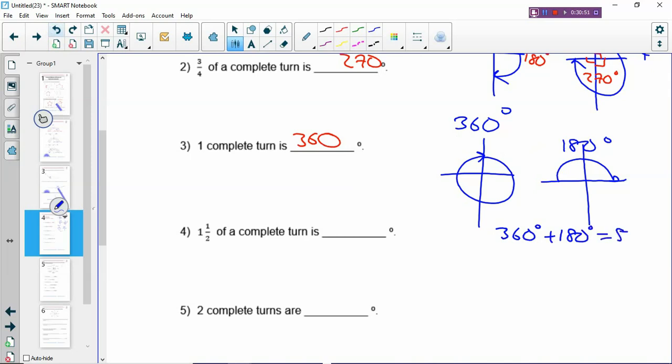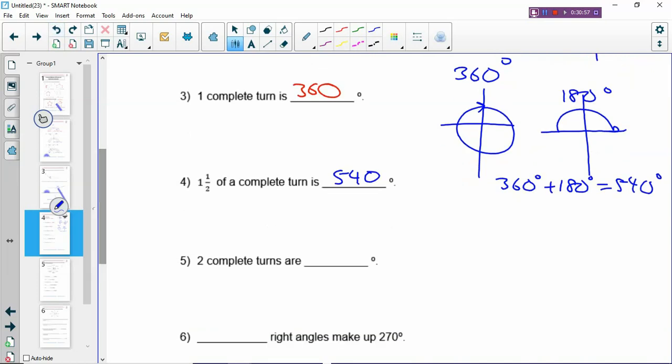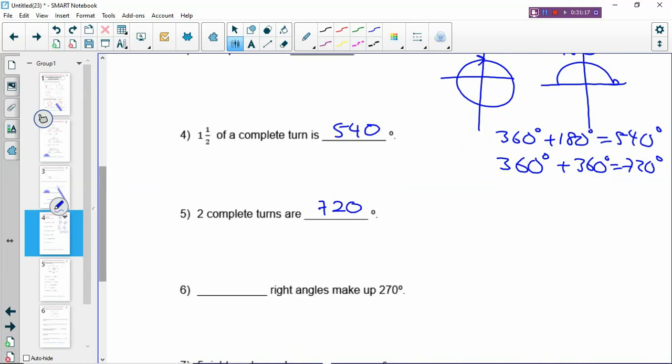So that will be 540 degrees. So 1.5 of a complete turn is 540. How about two complete turns? Two complete turns means you have one round, one full turn, which is 360 plus another full turn. So that will be another 360. So that will be 720 degrees. Okay?